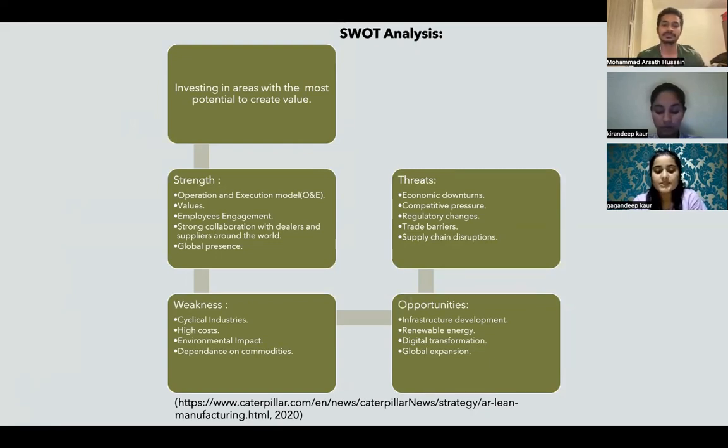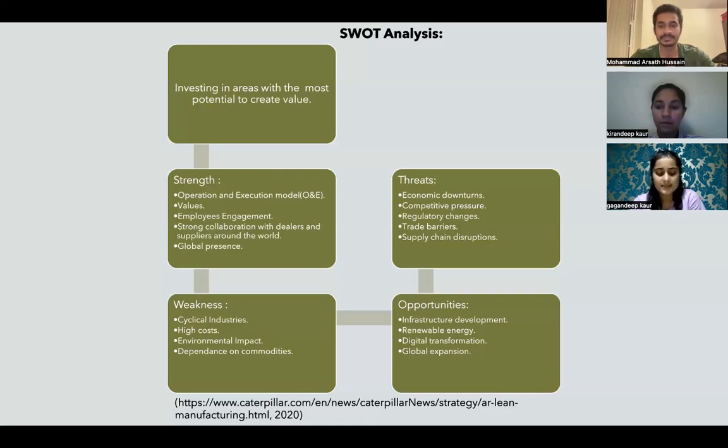In strengths, the operations and execution model helps us identify whether individual areas of the business are creating or consuming value. Values in action are timeless, guiding conduct with customers, partners, and one another around the world. Employee engagement: as individuals and as a company, at work and in their communities, people share their time and talents, working together for the greater good. Their worldwide team is diverse. Through strong collaboration, they deliver unmatched products, services, and solutions with their global dealers and suppliers.